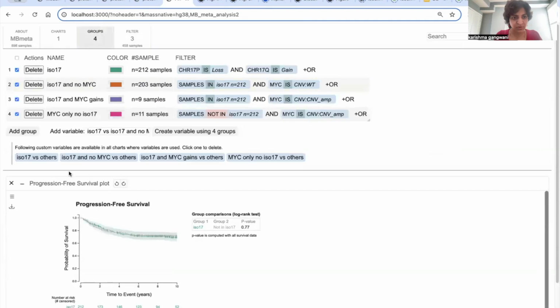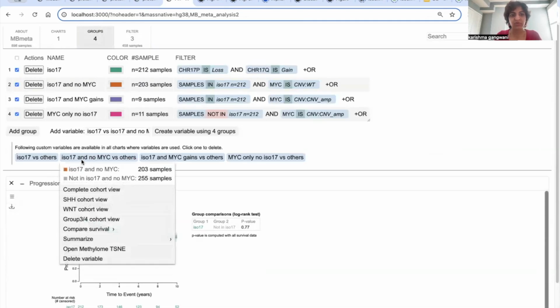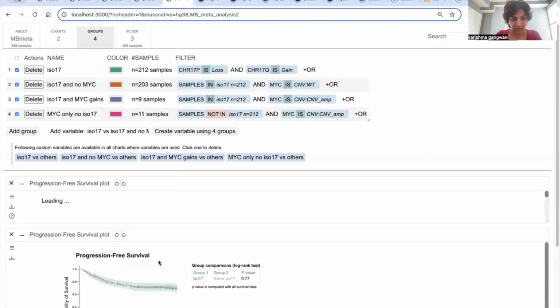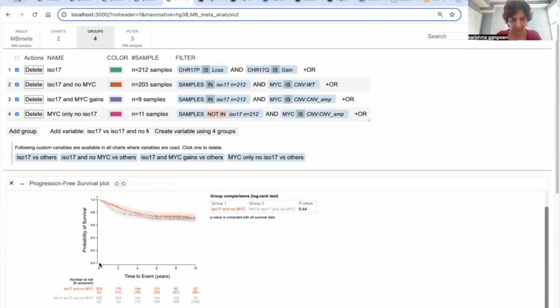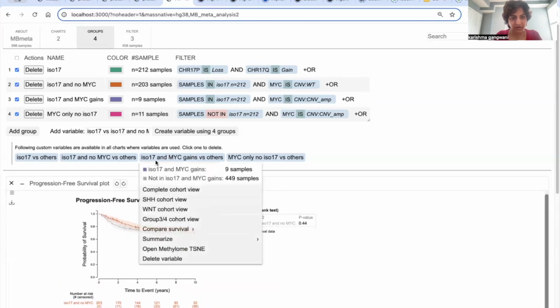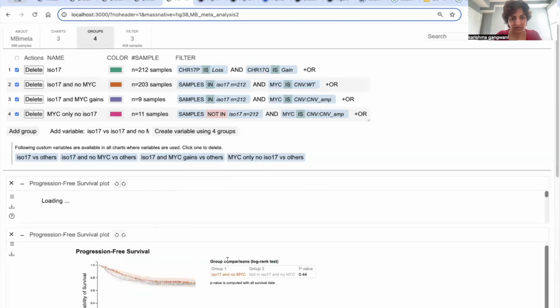So now let's open the other one. Now we're going to look at only ISO 17 without MYC. Again, the cases with ISO 17 that do not have any MYC amplifications also do not show a difference in the survival outcomes from the rest of the subcohort from group 3 and group 4. And you can see that really nicely here in the Kaplan-Meier curves. And then the third one, I'm going to open that.